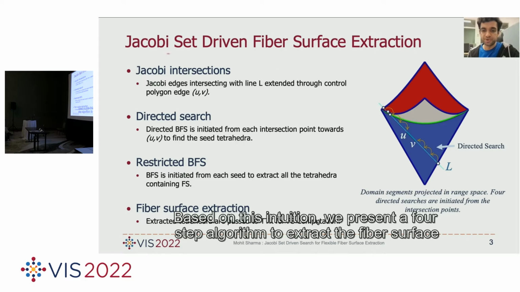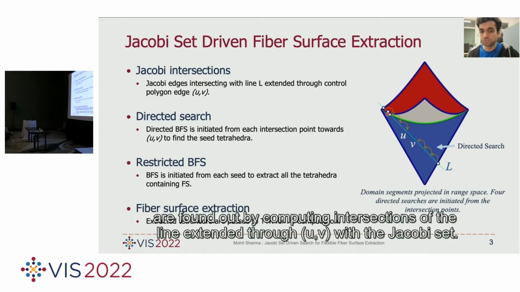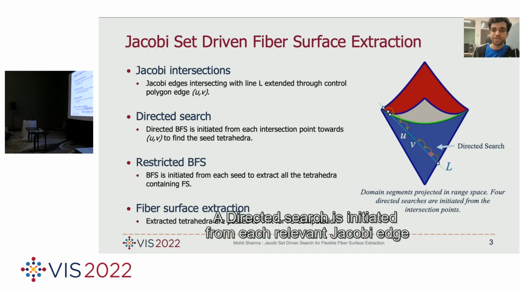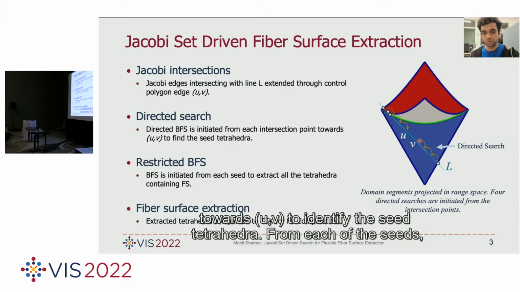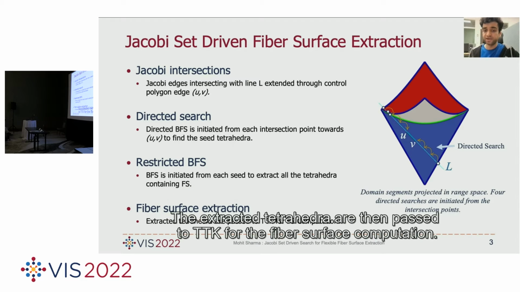Based on this intuition, we present a 4-step algorithm to extract the fiber surface corresponding to a given control polygon edge UV. In the first step, relevant Jacobi edges are found out by computing intersections of the line extended through UV with the Jacobi set. A directed search is initiated from each relevant Jacobi edge towards UV to identify the seed tetrahedra. From each of the seeds, a BFS is initiated to extract all the tetrahedra containing the output fiber surface component. The extracted tetrahedra are then passed to TTK for fiber surface computation.